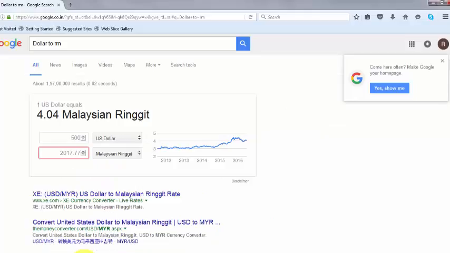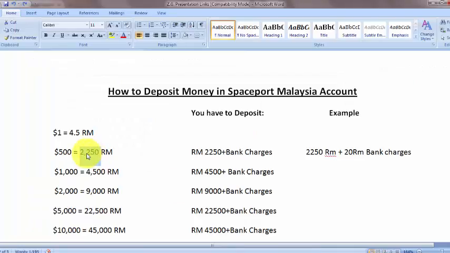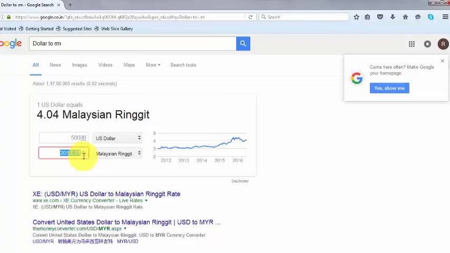So how many dollars do you have to deposit? Now you can see here, just take this 2,250. It is coming up to $557.54 US dollars. So you have to deposit $557.54 plus bank commissions. That amounts to some $10 or $20 depending upon the package. Ask the bank authorities how much they are going to charge for this particular transaction.